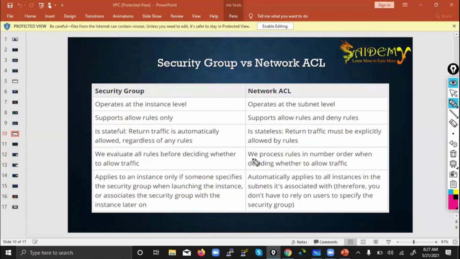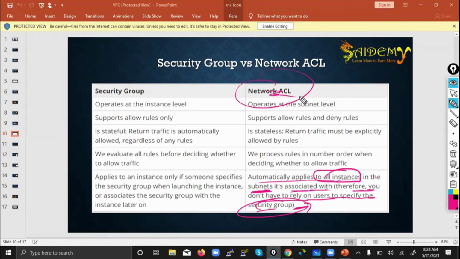You see here, it automatically applies to all the instances. Why all the instances? Because all the instances are part of your subnet. Therefore, you don't have to rely on users to specify the security group. I don't need to change anything in the security group. If I want to block something for all 100 servers at a time, what should you do? Either you go to each security group which is attached to your 100 web servers and change it there, or I can simply change one rule at the NACL level. That means it will be applicable automatically to the complete subnet. That is what they are trying to say.